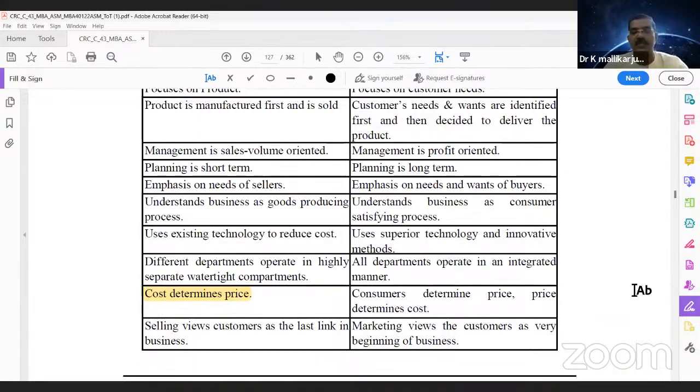So here you can see that the customer determines the price or cost. Here the customer determines how much they are ready to pay, what their buying capacity is. Various factors are influencing this case. Right, so here you can see that selling views the customer as a loss to the business.